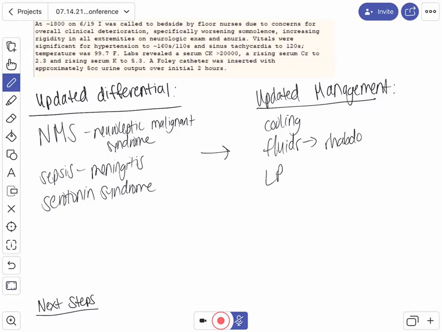So you guys have a great differential for this patient. And I would say that all 3 of these things, even if they're low on your priorities or low on your likelihood, still need to be treated urgently. So if it's on your differential, you should be doing something to treat it. For meningitis, for NMS, for serotonin syndrome.